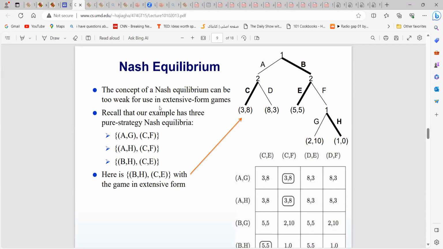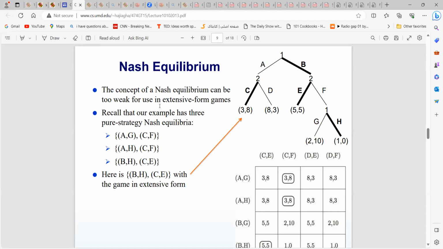So here, as I mentioned, we know that this kind of normal or extensive form game can have a Nash equilibrium. But this concept of Nash equilibrium itself might be too weak. We can get a better type of equilibrium in the game we are talking about, or in some sense, special cases of Nash equilibrium that we can define. As I mentioned, this game has three pure Nash equilibria.